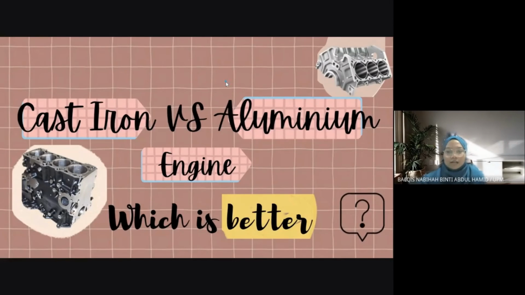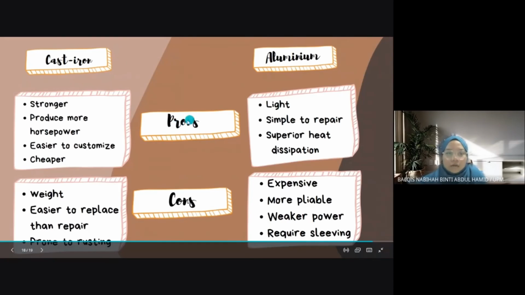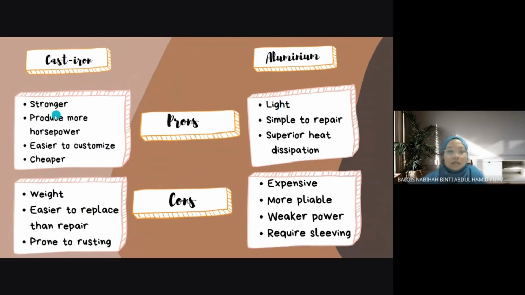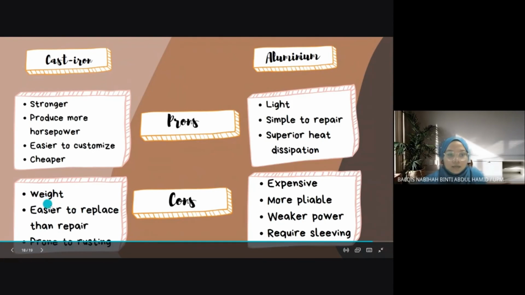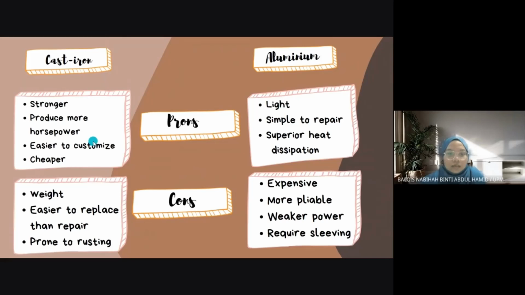From HAFIDZ, KEERTHANA and HUDA's explanation, we can know that cast iron and aluminium have pros and cons. So, which is better that we can use for an engine? Pros for cast iron: it is stronger, produces more horsepower, is easier to customize, and is cheaper. Cast iron cons: weight, easier to replace than repair, and prone to rusting.